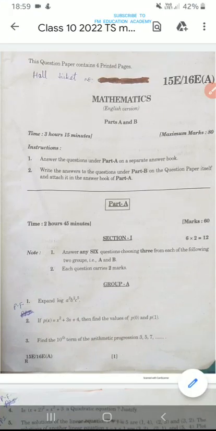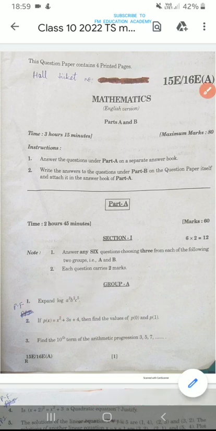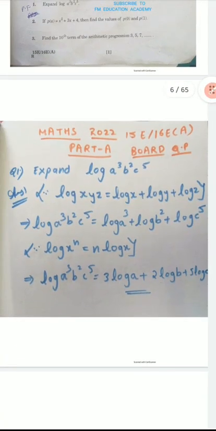So the first question is, expand log a cube into b cube into c power 5. These are 2-mark questions that we'll solve first. So answer, how can we do?